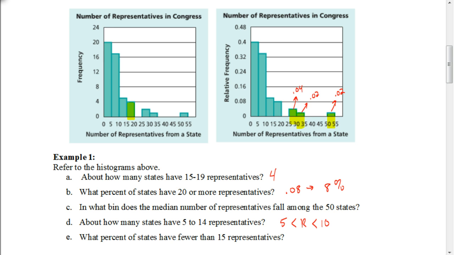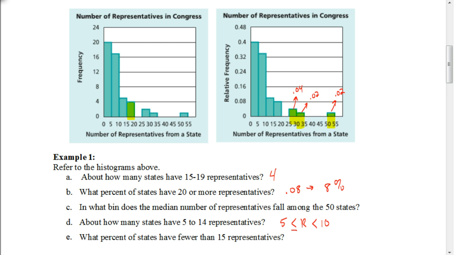Now, the way they have these bins set up is that from 0 to 5, 0 would be included in that bin, but 5 would not. In the next bin, for 5 to 10, 5 would be included in that next bin, but 10 would not, because 10 is going to be included in the next one, if that makes sense. So the representatives in this particular bin, or this bar for the histogram, 5 would be included, but 10 would not. So we would have 5 is less than or equal to the number of representatives, which is less than 10.